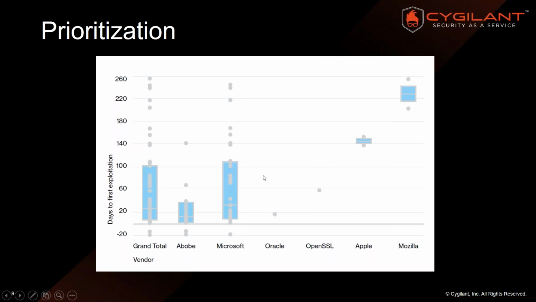The chart I have here is from the Verizon Data Breach Investigation Report. It shows how many days go by before hackers start exploiting vulnerabilities in different types of products. So you can see with Adobe vulnerabilities, they're being exploited almost immediately. Same with Microsoft. And if you look at overall, all of the vulnerabilities totaled up, you can see that you have a very short window to start remediating these vulnerabilities before you're going to see attacks. And that's why it's important to have a plan and stick to it.